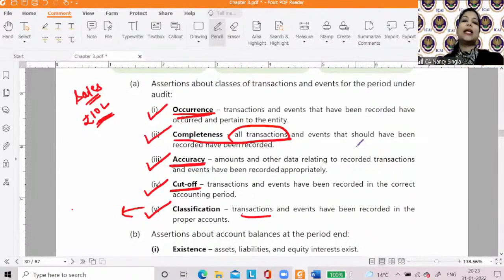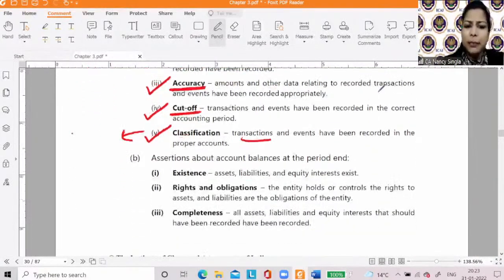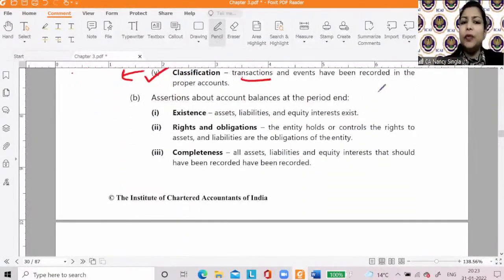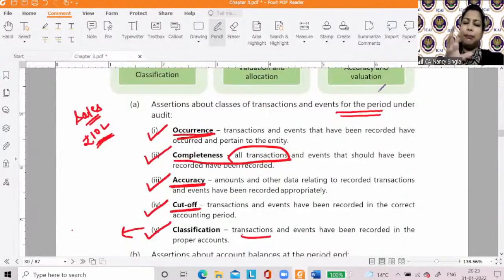That proper classification has been done. So these are the implied assertions out of what? Transactions or events that have occurred during the year, for the year under audit. Okay? Now, see, with respect to any asset, you will not say that this building occurred as on.